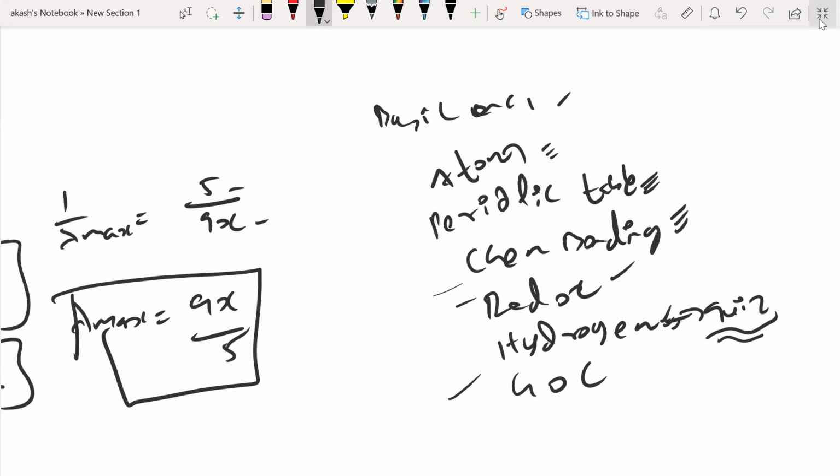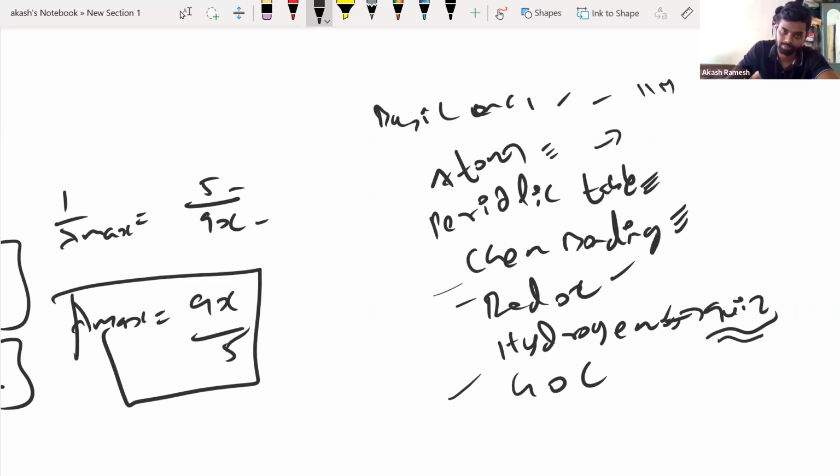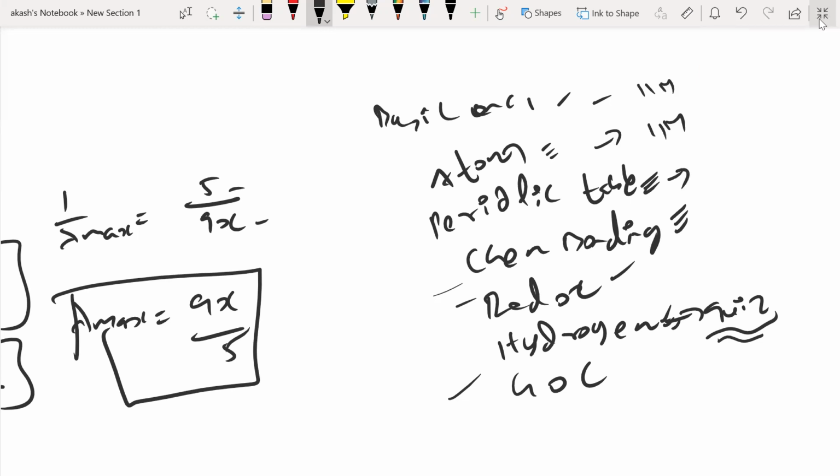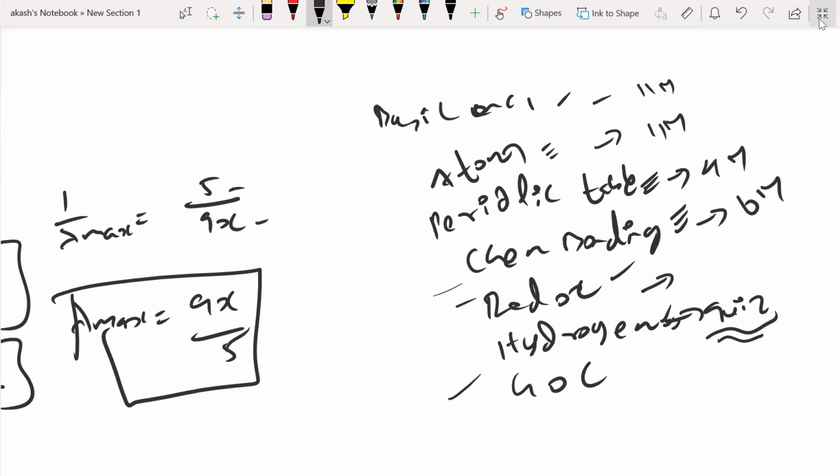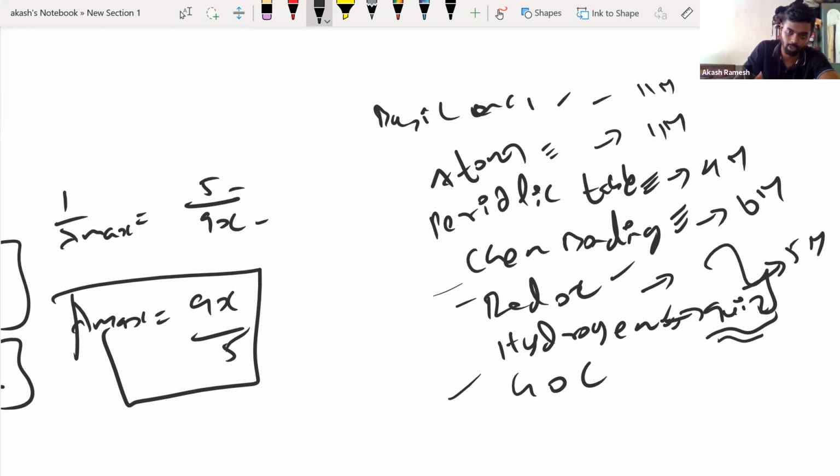They've also given the mark allotments for these chapters. For basic concepts of chemistry, it's 11 marks. Structure of atom, it's 11. Classification of elements, 4. Chemical bonding, it's 6. Redox reactions and hydrogen together, it is 5. Okay, fine.